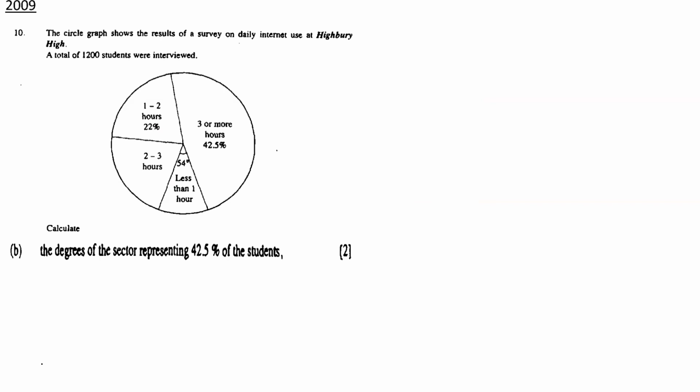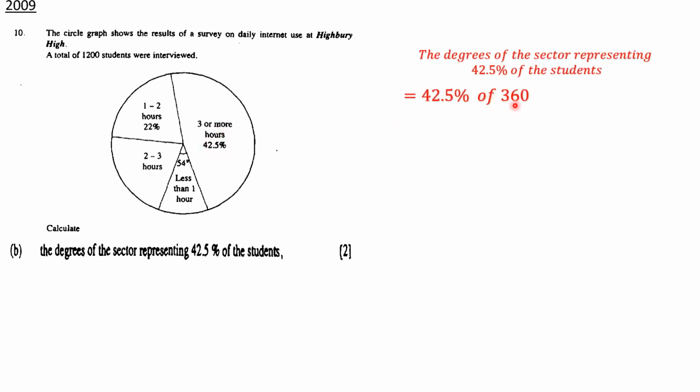We want to figure out the degrees of the sector representing 42.5% of students. How many degrees is it? That's going to be 42.5% of 360, because 360 is the total amount of degrees for the circle. 42.5% as a fraction is 42.5 over 100, times 360 over 1.